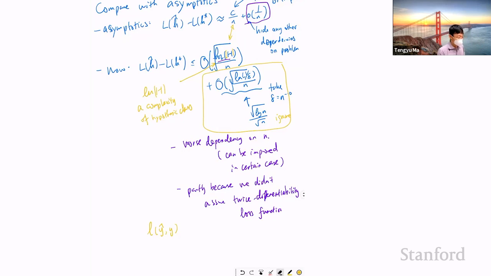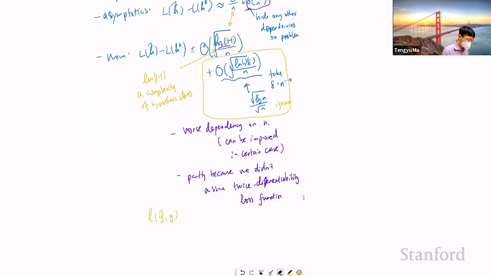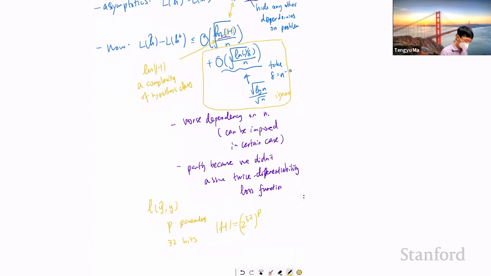Yes, that's a good idea. That will give you the following. Suppose you have p parameters and 32 bits each. For every parameter, you have 2 to the 32 choices, and you multiply that over p parameters, so you raise it to the power p. That means log of H is something like 32 times p, so O of p. It's a constant times p.